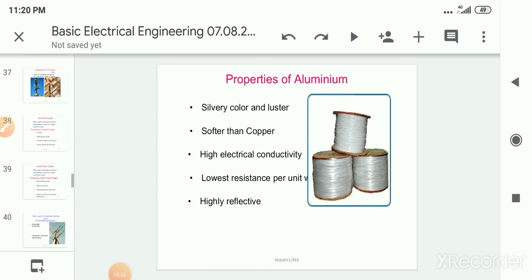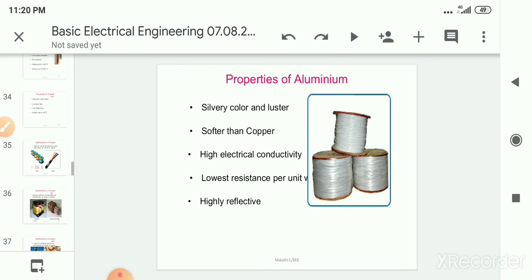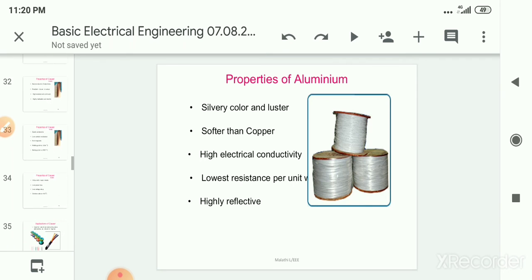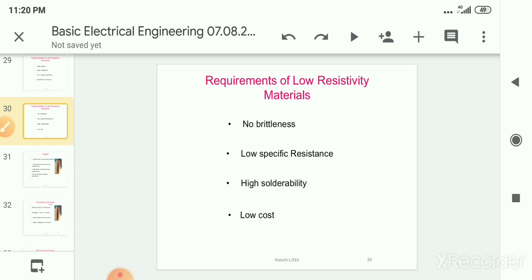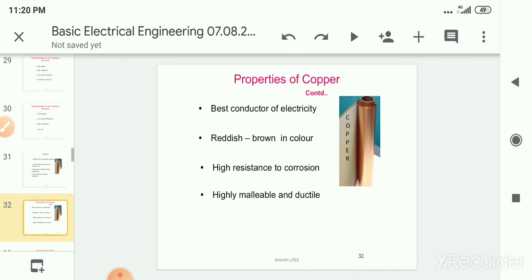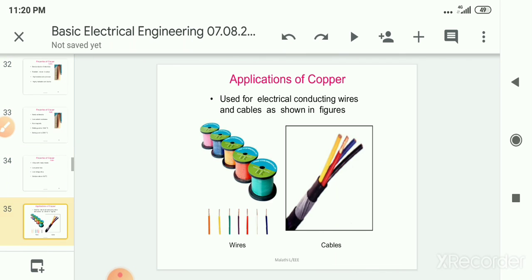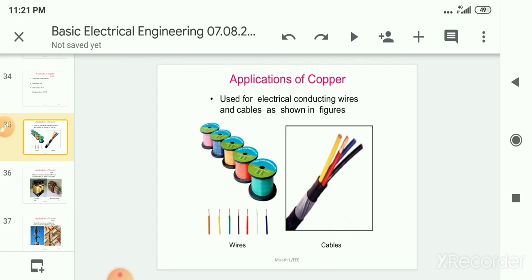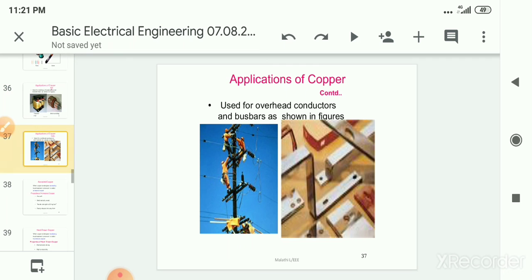After low resistivity material, we have studied the high resistive materials also. Next, we are seeing the properties of copper, why it is commonly used, and the properties of copper used for our different types of cables. What are the main applications of copper? It is used for transformer and motor windings.